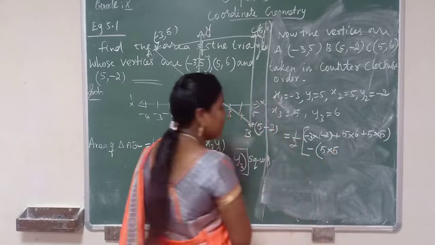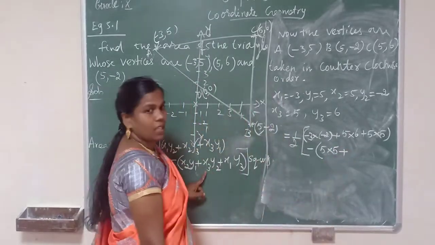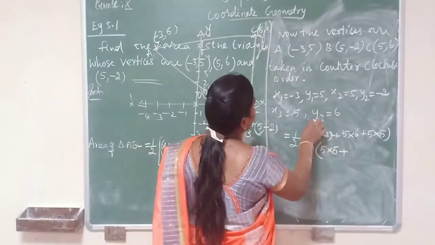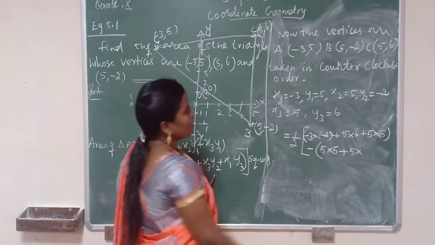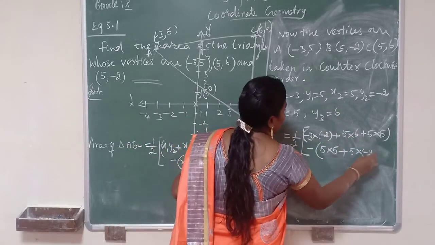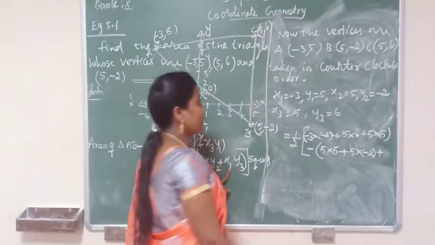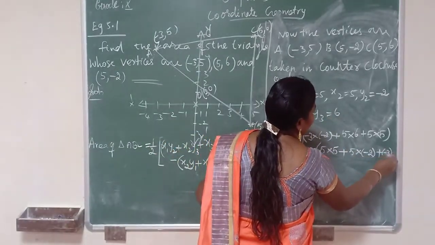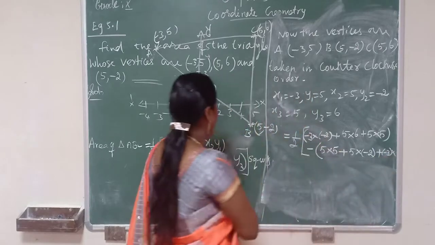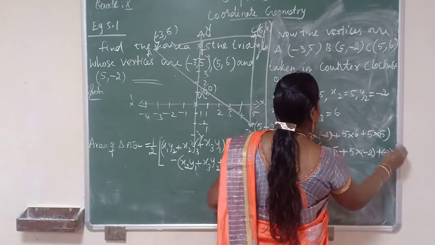Then the formula has a plus. Then x3 y2: x3 is 5 into y2 is minus 2. Again we have plus in the formula. So x1 y3 next: x1 is minus 3 into y3 we have 6. Okay, then close the bracket.